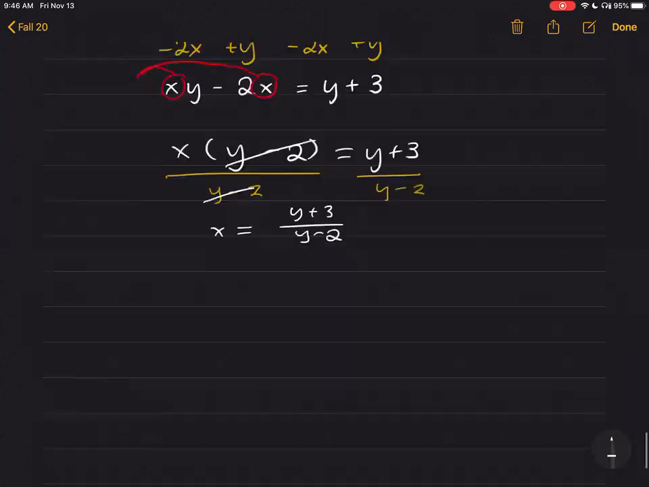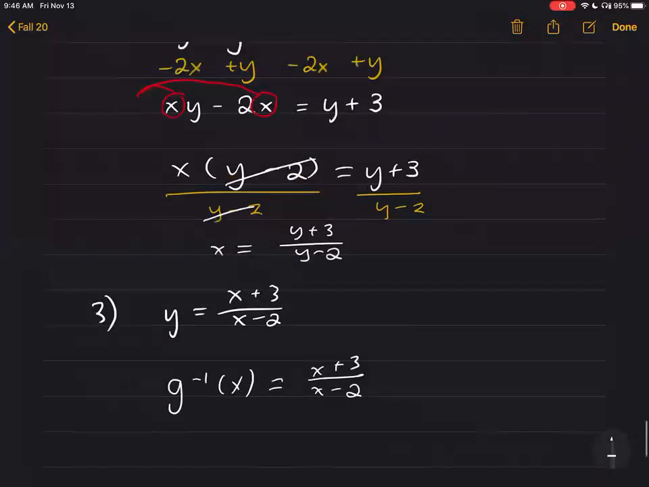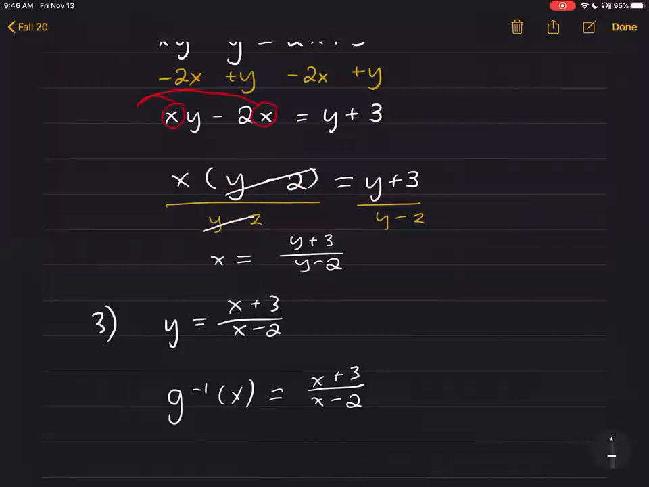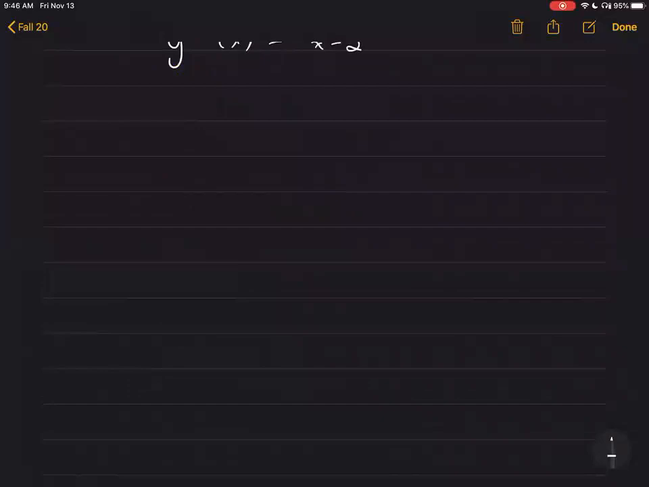And so then the third step is to flip the x and y. So we get y equals (x + 3)/(x - 2). And so g inverse of x is (x + 3)/(x - 2). All right. Excellent. There's one more thing that we need to do with inverses, and that's looking at them graphically.